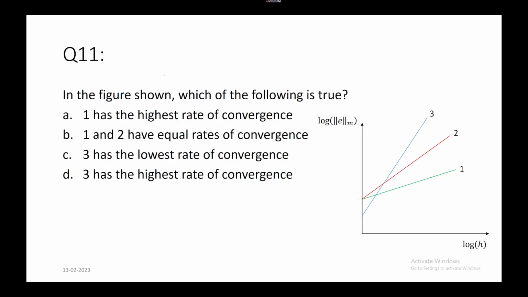In the figure shown, which of the following is true? You have three straight lines: number 1 in green color, number 2 in red color, number 3 in blue color. We have 4 options. Option A: 1 has the highest rate of convergence. B: 1 and 2 have equal rates of convergence. C: 3 has the lowest rate of convergence. D: 3 has the highest rate of convergence.